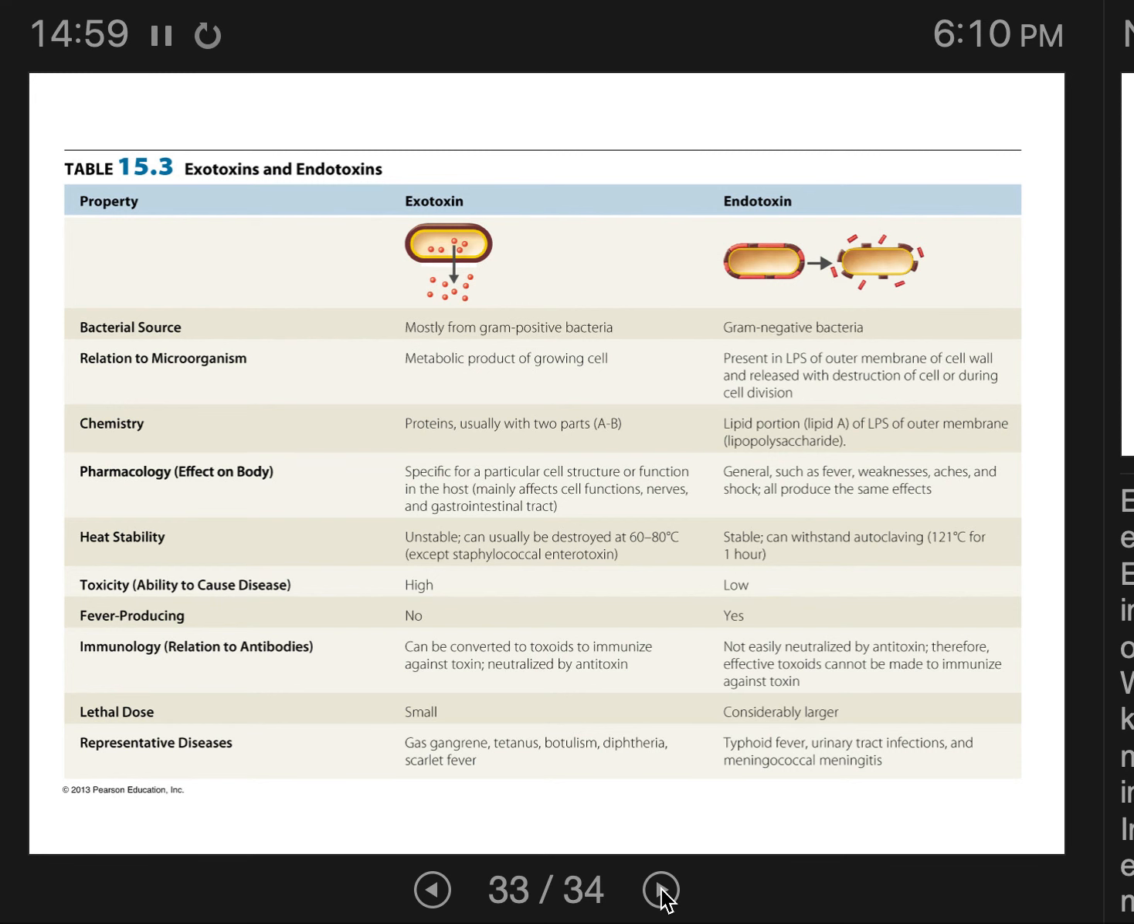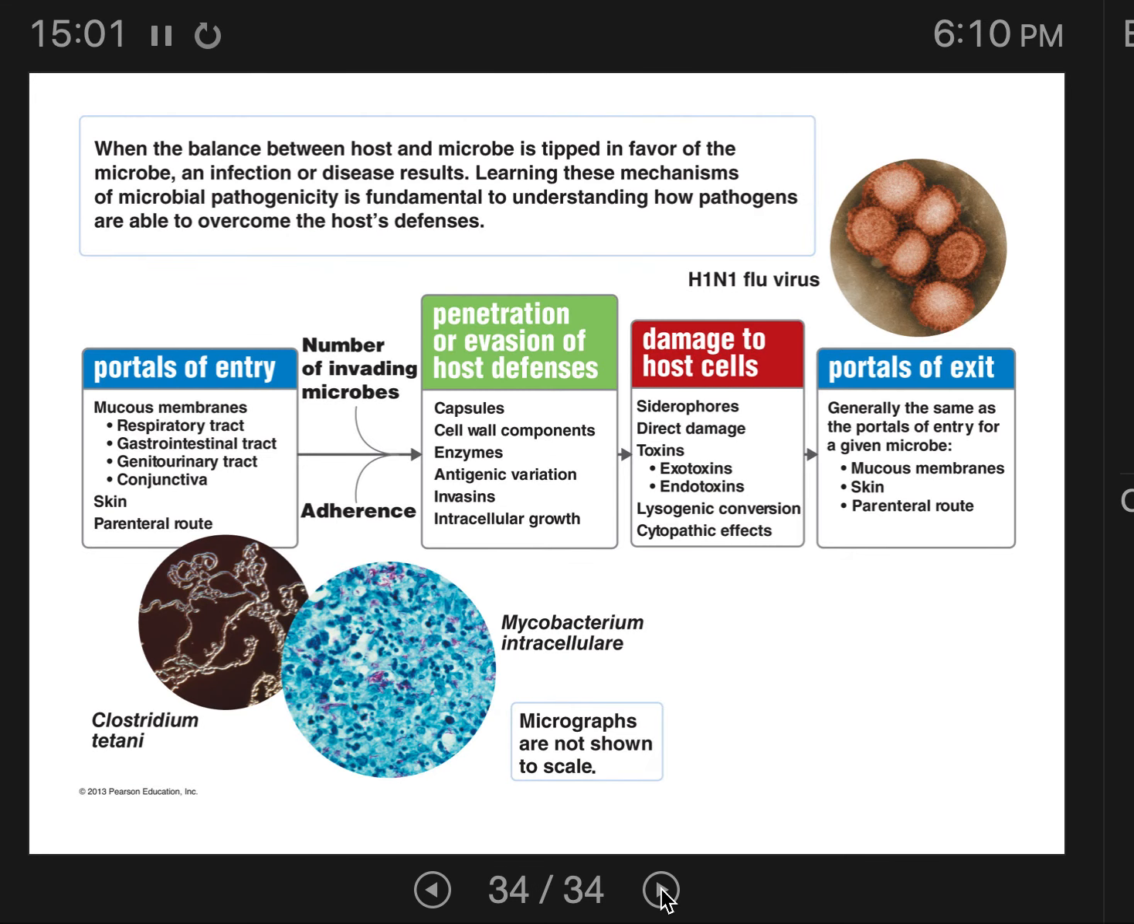All right, so that brings us to the end of chapter 13. We've covered portals of entry, or how a pathogen enters the body. We've covered adhesion, how the bacteria or pathogen adheres to host cells. We've covered how various microbes penetrate or evade host defenses, meaning the host's immune response. We've covered how and why pathogens cause damage to host cells, and we've covered how they exit.